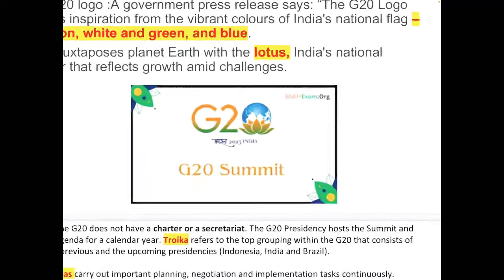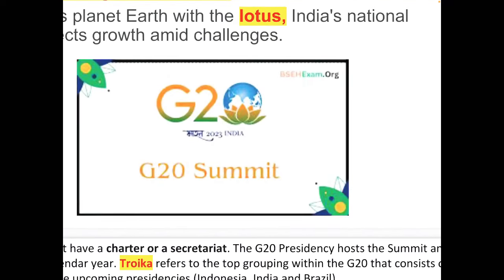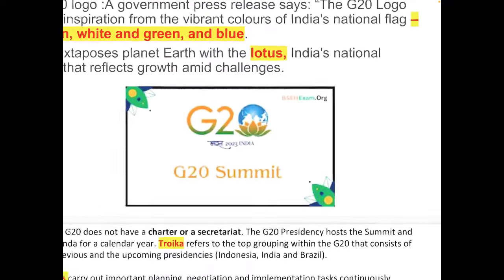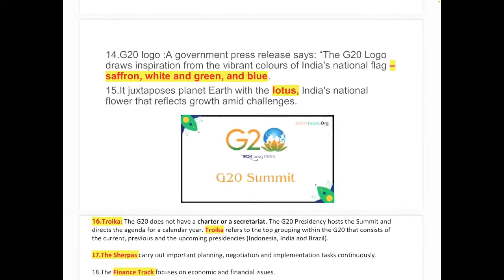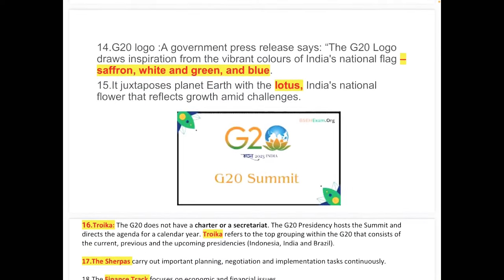And it also juxtaposes planet Earth with the lotus, India's national flower, that reflects growth amid challenges. This is the logo of G20 Summit. If you can see here, there is a lotus which has 7 flowers, which indicates that there are 7 continents. And there is also a Hindi word there, it means Bharat. So this G20 logo is written in 3 colors.